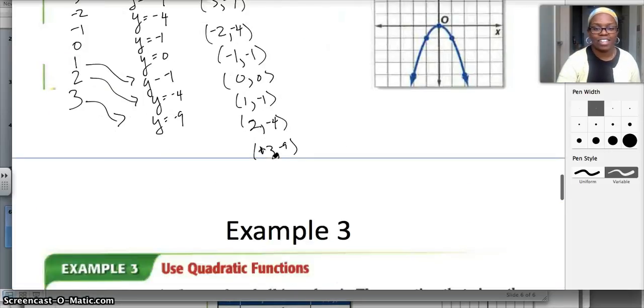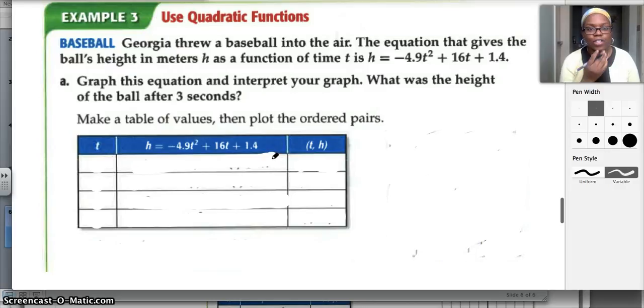All right, let's do our final example. We got a little bit of time left. So Georgia threw a baseball into the air, and the equation that gives the ball's height in meters h as a function of time is given here.